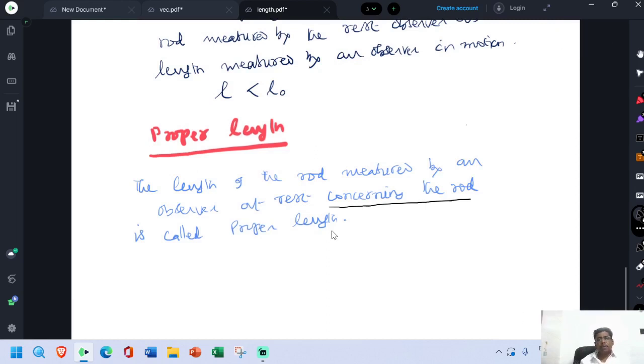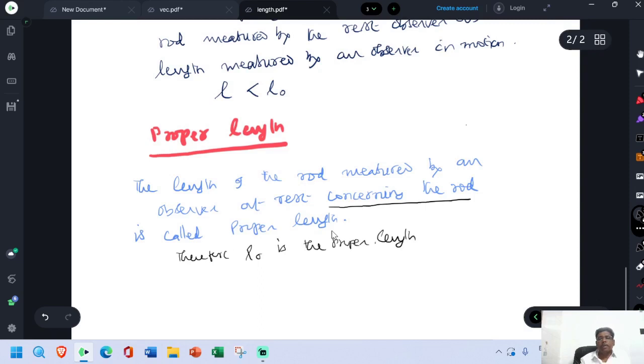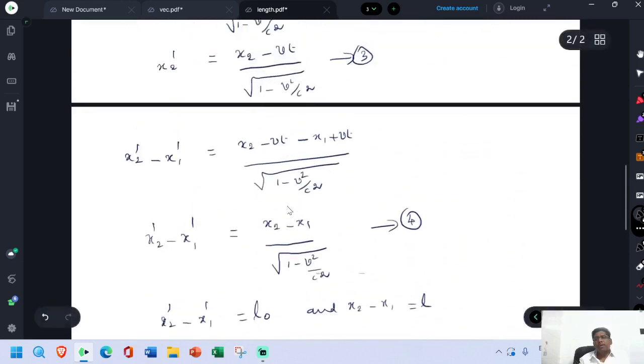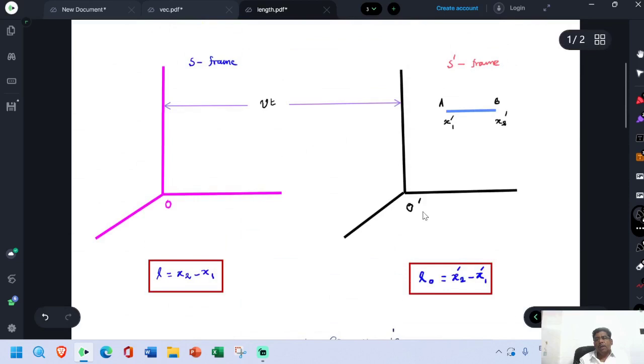Therefore, L naught is the proper length. Because with respect to the rod, who is at rest? O dash is at rest with respect to the rod. If you think about the observer O, with respect to the rod, he is in relative motion. Whereas the O dash observer is at rest with respect to the rod. So the length measured by the observer O dash is called proper length.